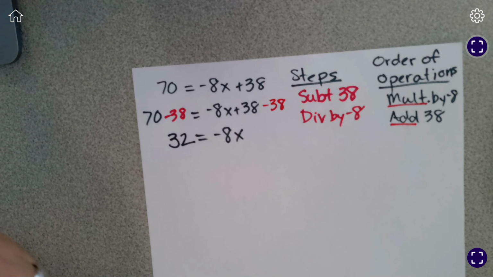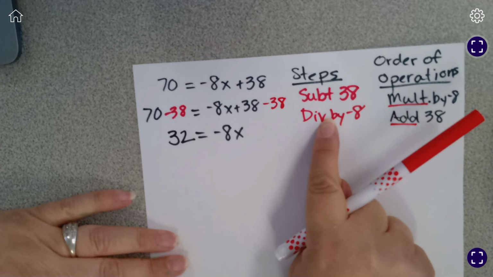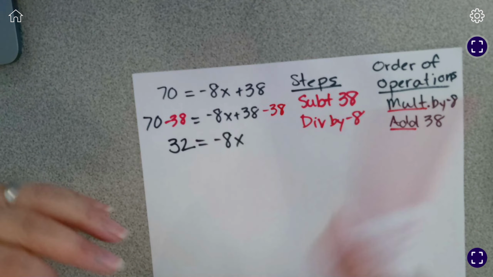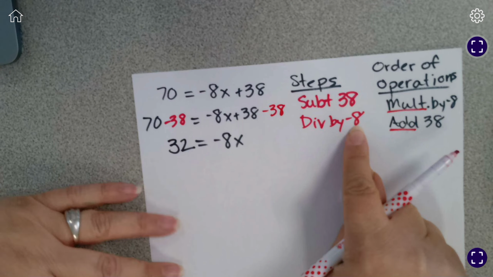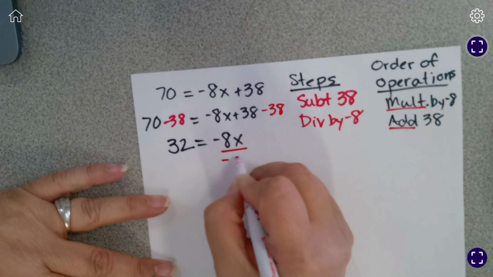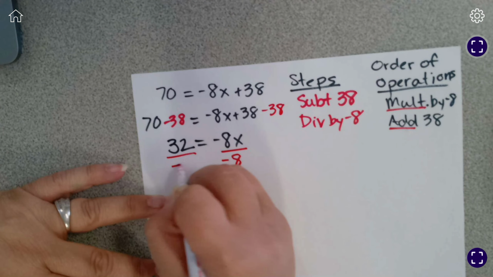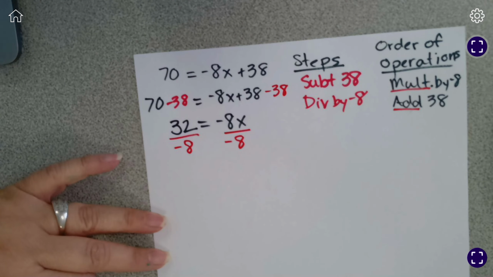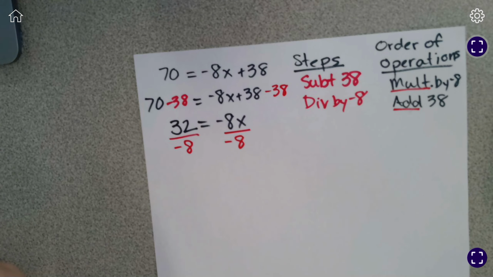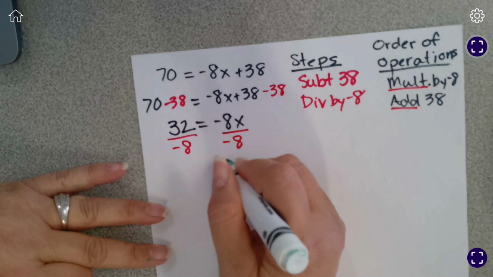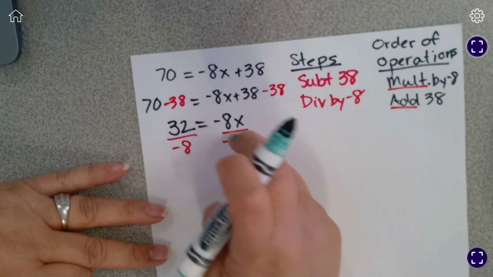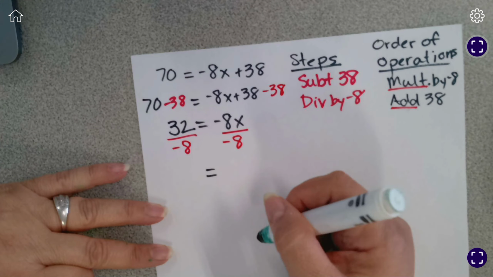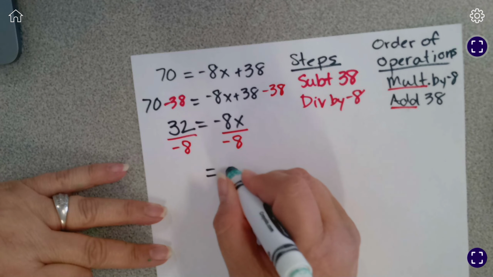So then we simplify. Now we take the next step, right? You take the step and you simplify. Take the step and we simplify. So now we can divide by -8. Multiplying by -8 and dividing by -8, they undo each other. So we're just left with x.